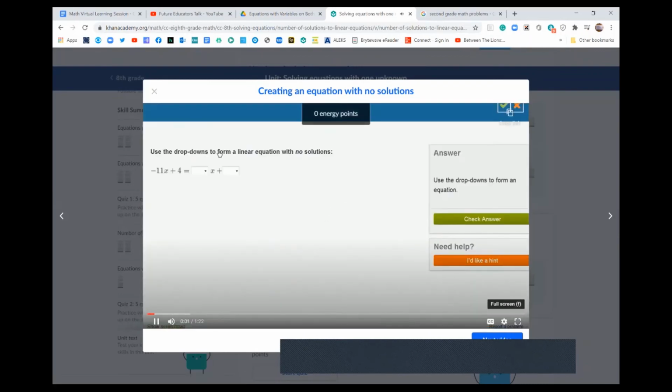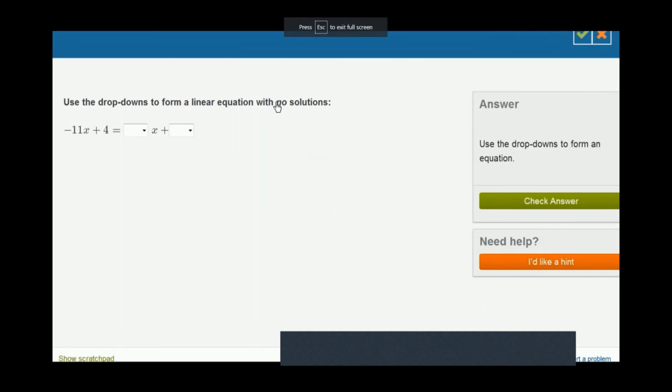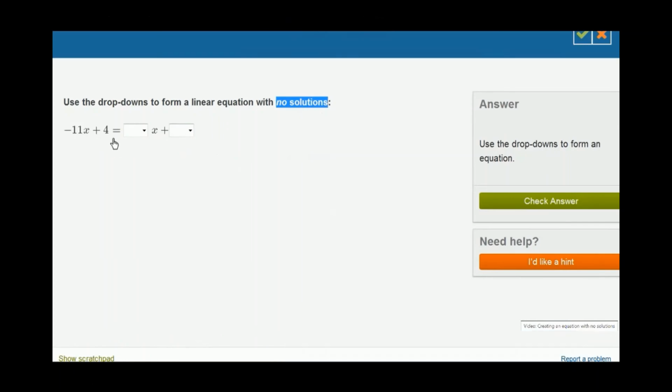Use the drop-downs to form a linear equation with no solutions. A linear equation with no solutions is going to be one where I don't care how you manipulate it, the thing on the left can never be equal to the thing on the right. And so let's see what options they give us.